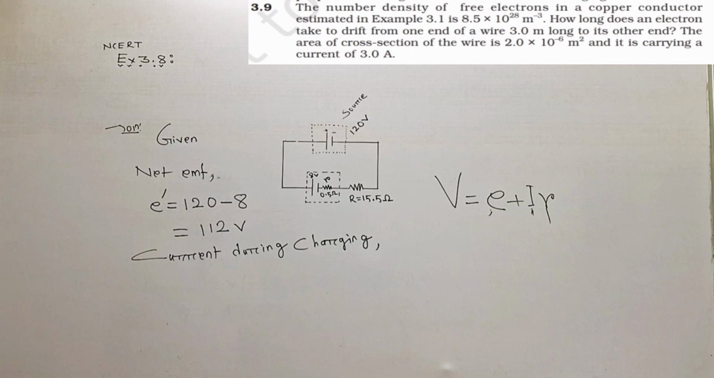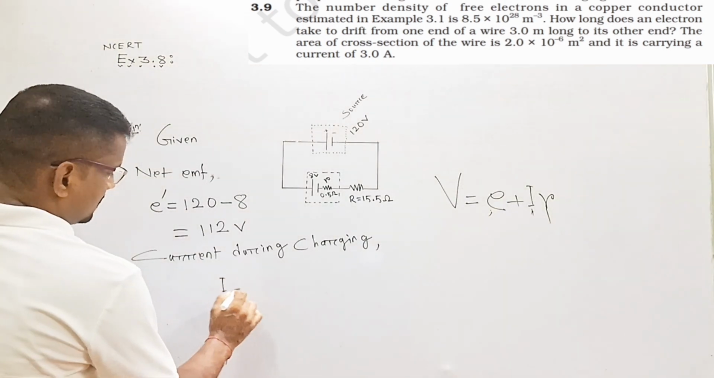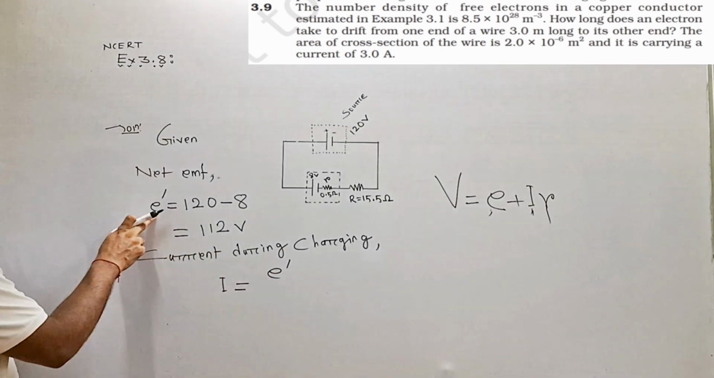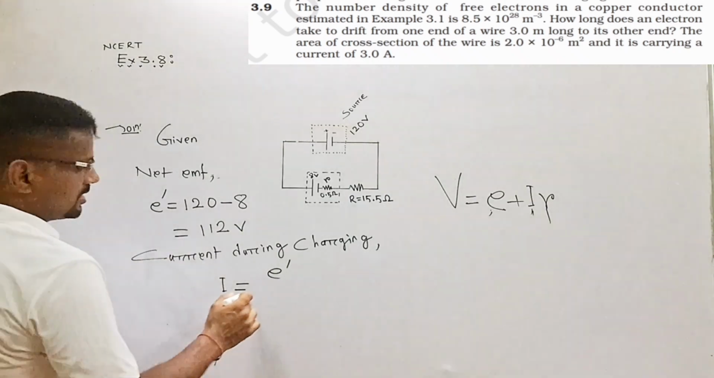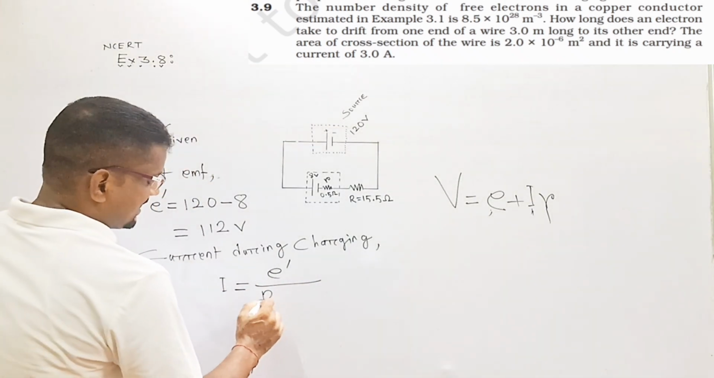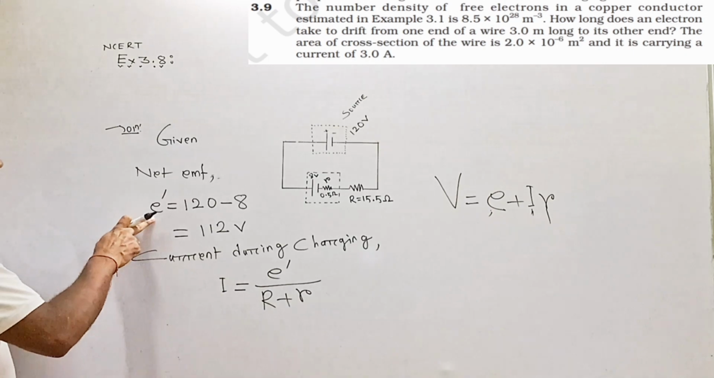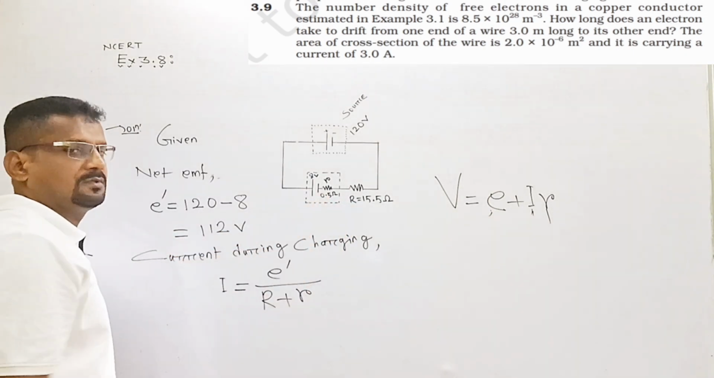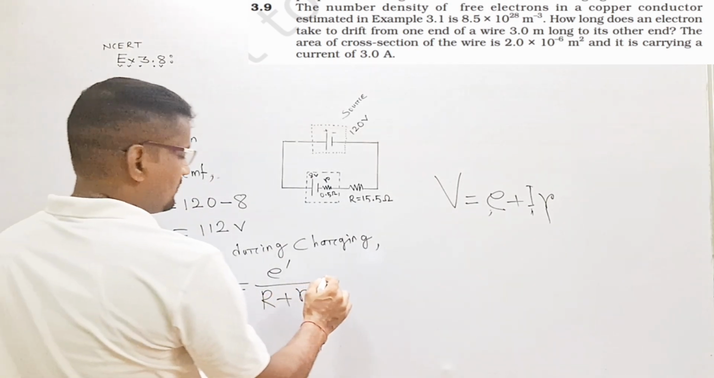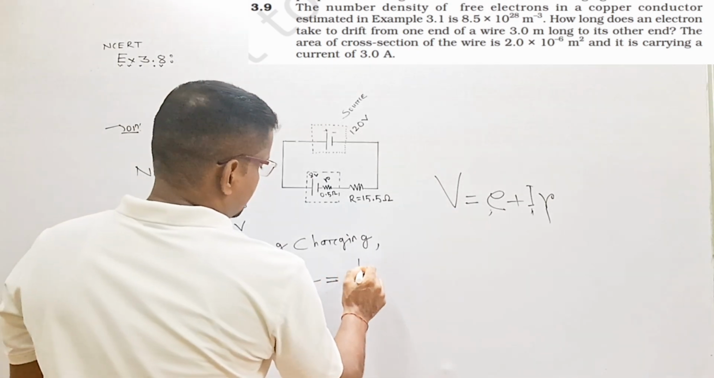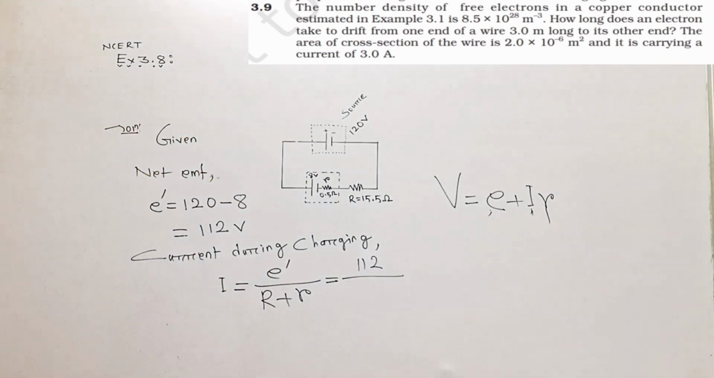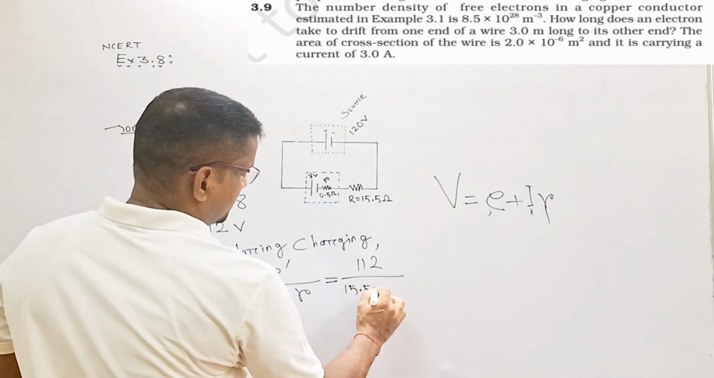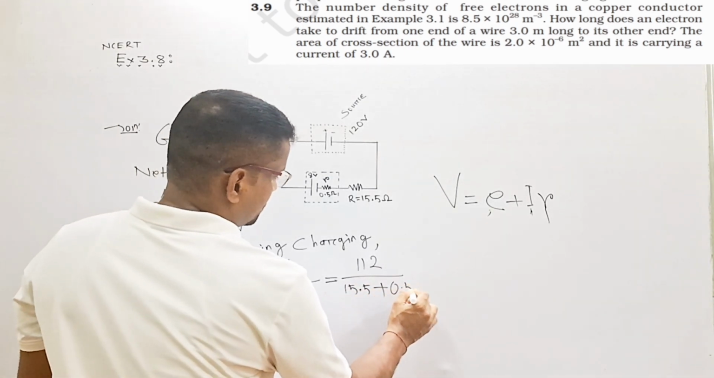in the circuit during charging, that will be I equals to EMF, that is your E dash, divided by external resistance R plus internal resistance r of the battery. All these values are given. Now E dash is your 112 divided by, let us put the value, external resistance 15.5 plus internal resistance 0.5.